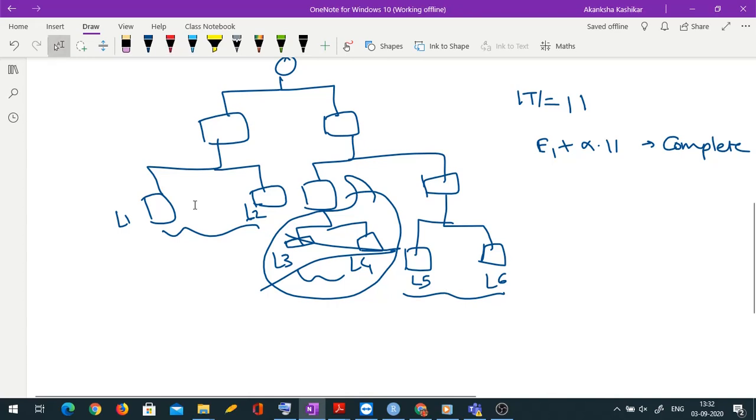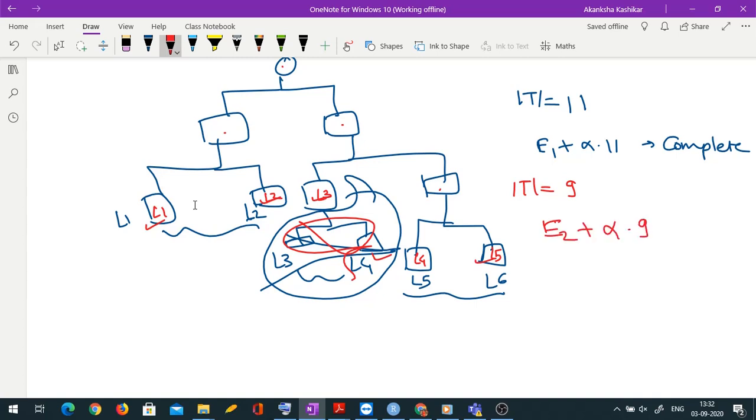so my new tree has L1, L2, L3, because this becomes a leaf node since this is pruned, L4, L5. So the new tree has only 5 leaf nodes, and then 6, 7, 8, 9. So my mod T becomes 9. So I can now compute the error for these leaf nodes. Okay. So I would have E2 plus alpha times 9. This would be for the second tree.